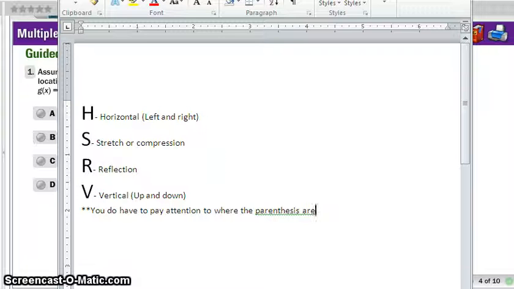Now you do have to pay attention to where the parentheses are because they will change the order slightly, but as a rule, horizontal, stretch, reflect, then vertical. So I just want to take you through a couple questions. I might pause and write that down if you want to, but I'll go through a few questions with you here.